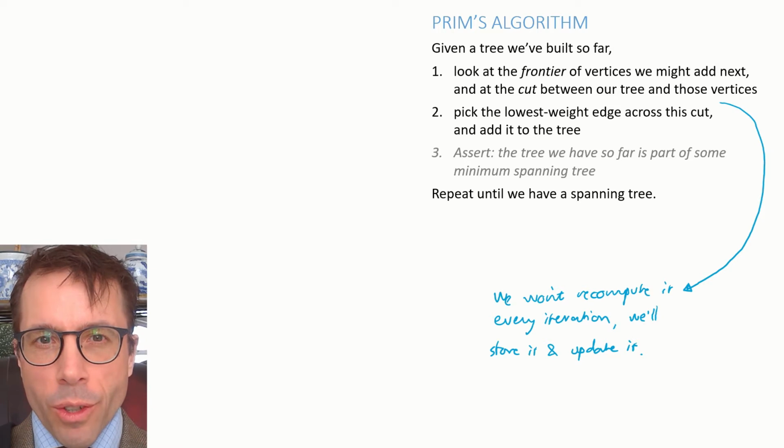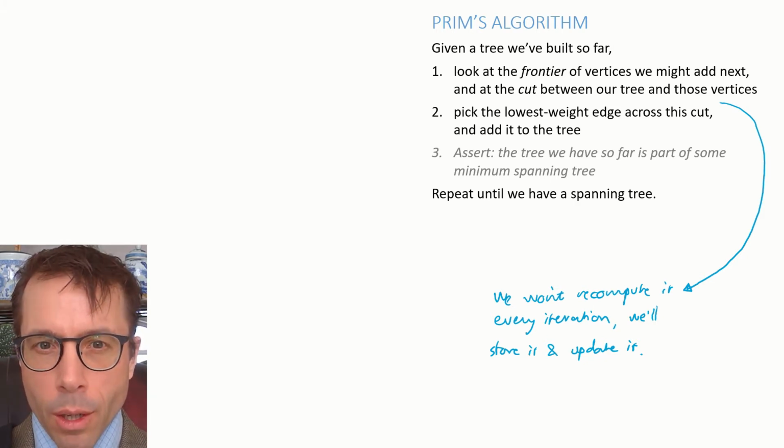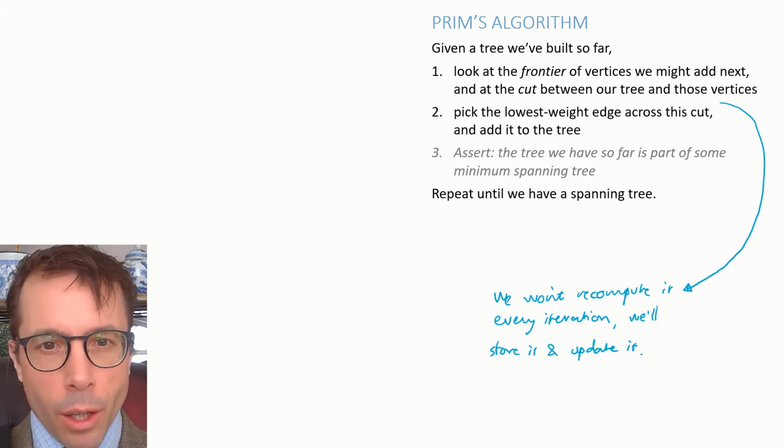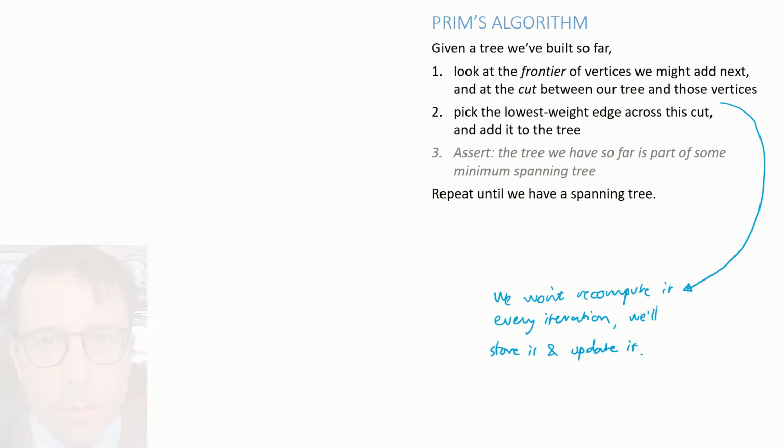What you should try and do now, without looking at the code, is to come up with the pseudocode yourself. How would you update the frontier? Pause the video, have a go, and then come back and we'll look at Prim's answer.